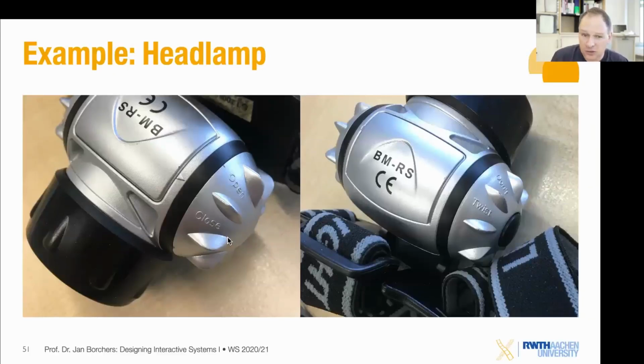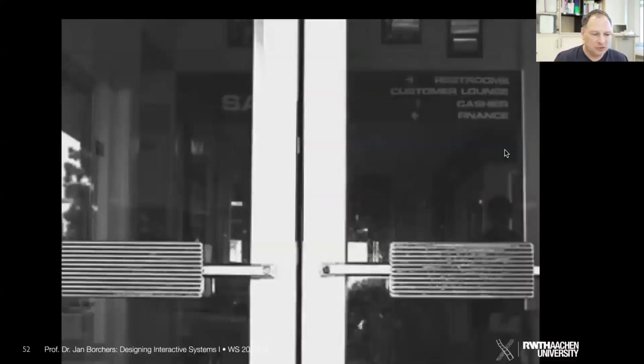How you actually turn on this headlamp is to press this unsuspecting little black area at the very edge here of this lamp. That's the push button that you need to push to turn on this headlamp. Give you another example, straight from Norman's book.